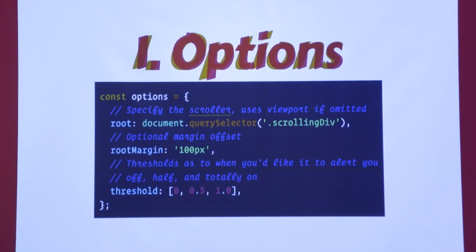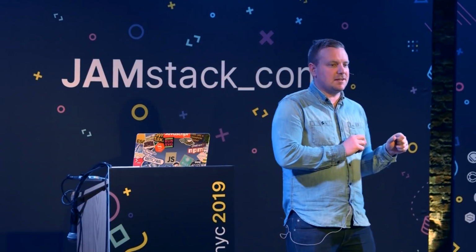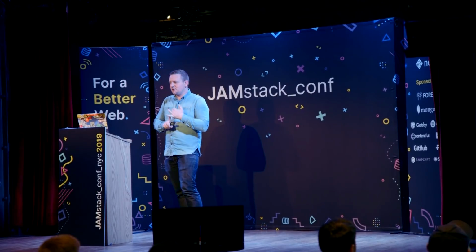So here's how it works. First thing you do is you set up some options. You give it a scrolling div, or you give it the body by default. You can give it some margin if you have some offsets, and then you tell it what the threshold is. So in this case, I want to be alerted when the element is 0 on screen, half on screen, and totally on screen.